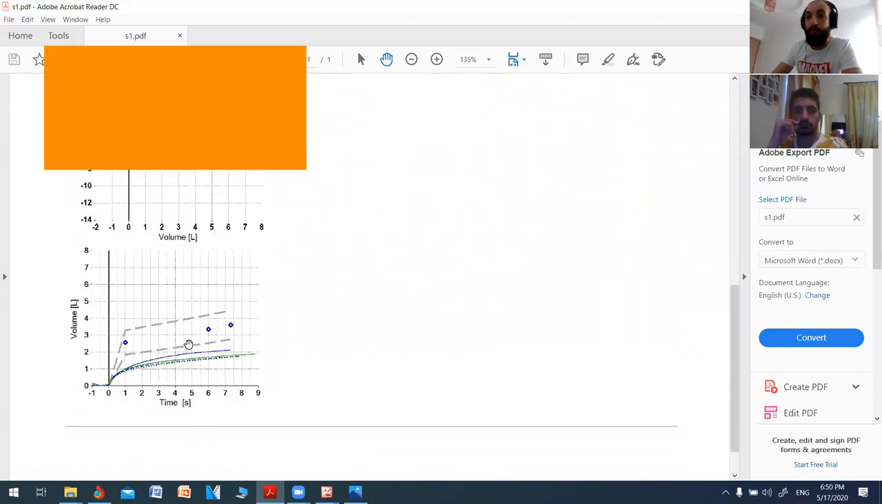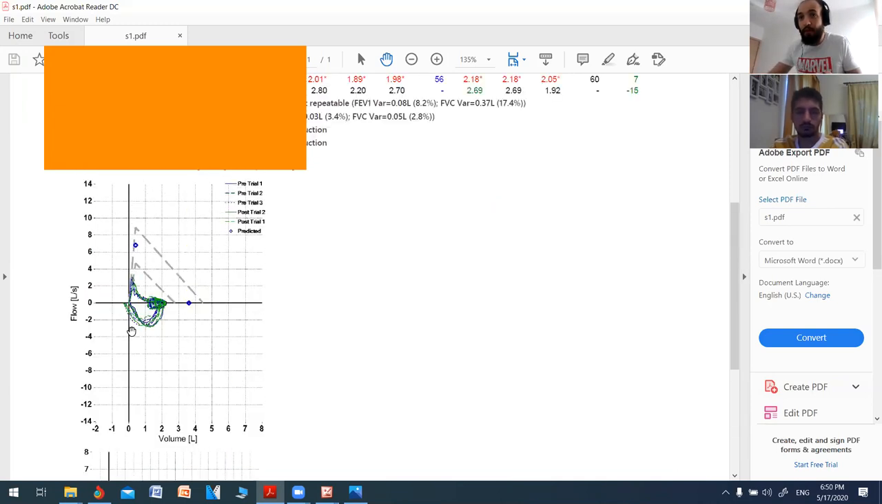What is this? This is how many seconds I forced him to do expiration. How many seconds did I force him to do expiration? 7.5. 7 seconds. Is it okay? Is it good enough? Yes, but you have to keep in mind that anyone with obstruction has a longer duration of expiration. So I must try not to stop at 6 seconds and try to force him to 7 to 8, you understand? Okay, let's see the loop.